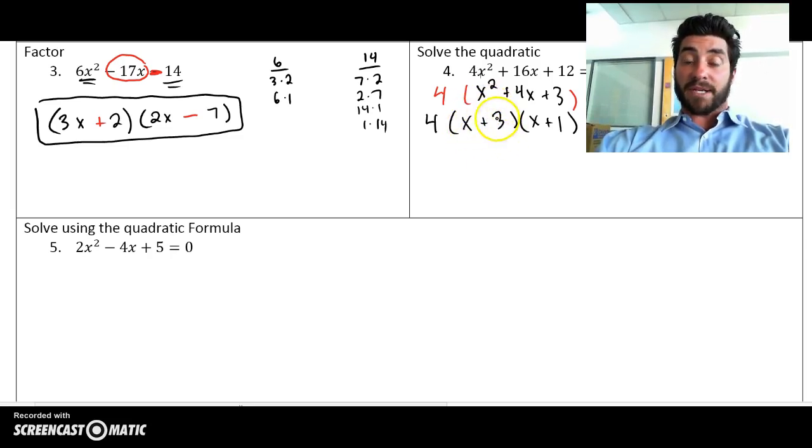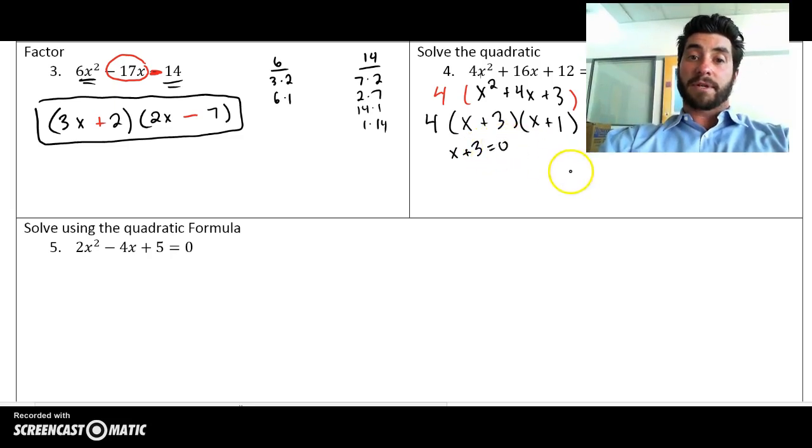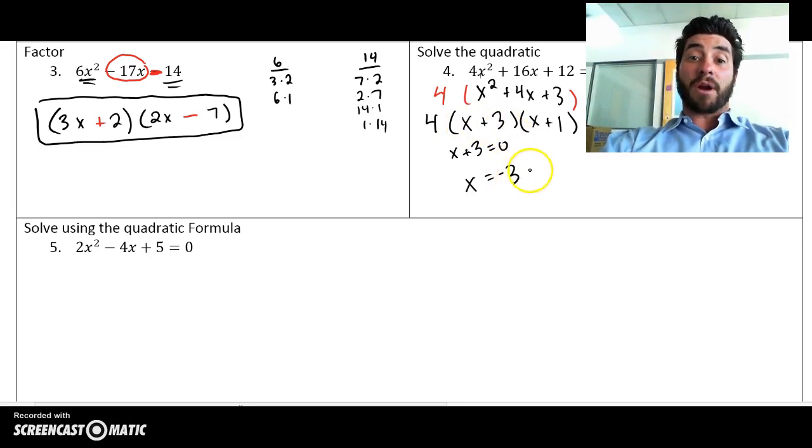But when would x plus 3 be 0? Subtract 3 from both sides, and you get x equals negative 3. This will be 0 when x is negative 3. Negative 3 plus 3 is 0, and 4 times 0 is 0. Times anything is still 0. So that would make this equation true. If x was negative 3, that's one of our answers.